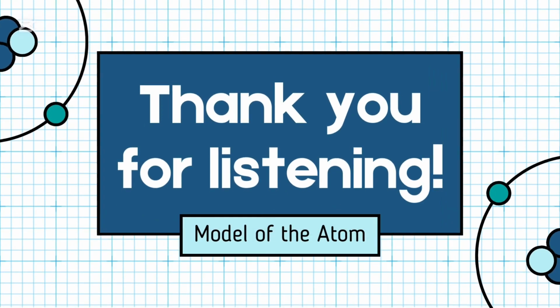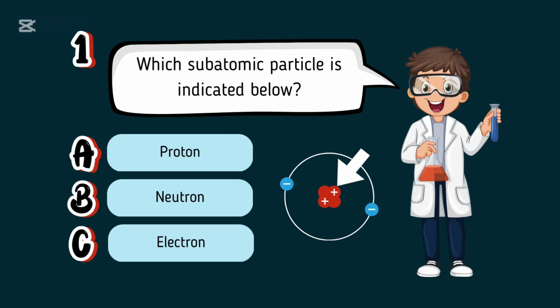Thank you for listening. Now for a quick quiz. Which subatomic particle is indicated below? A. Proton, B. Neutron, and C. Electron.